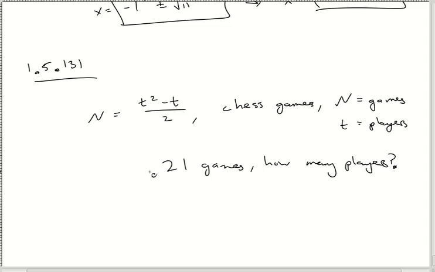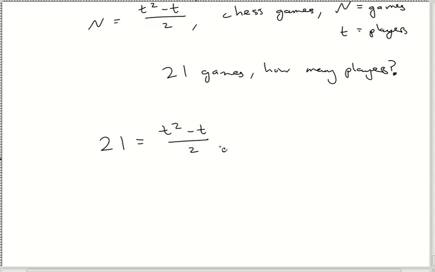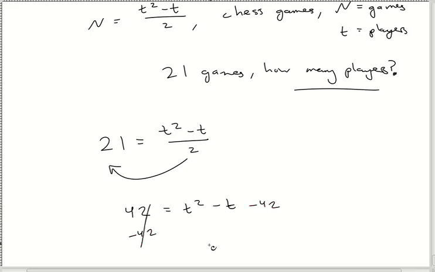N is equal to games, so this must be my N. I'm going to say 21 is equal to t squared minus t all over 2. Solve for t. How many players? I'm going to multiply by the 2 on the other side, making a 42 over here. I'm then going to minus the 42 on both sides.